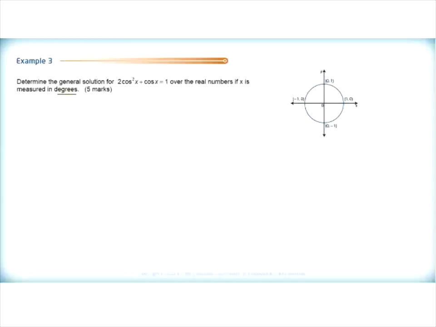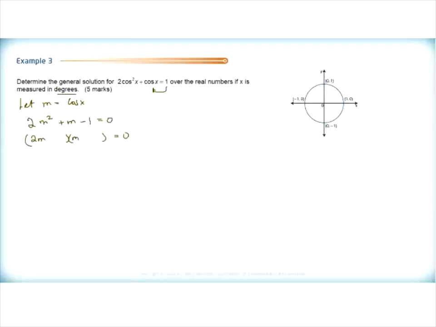Okay, 2 cosine squared. Again, I will let m equal cosine theta, or cosine x in this case, just to make it a little simpler when we go to factor it. So I get 2m squared plus m, subtract 1 equals 0. Again, I brought the 1 over to this side and subtracted it because I want to get it equal to 0 in order to factor. It's a quadratic now. I factor it again.